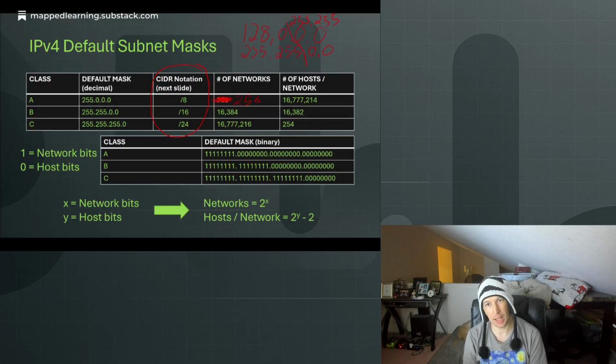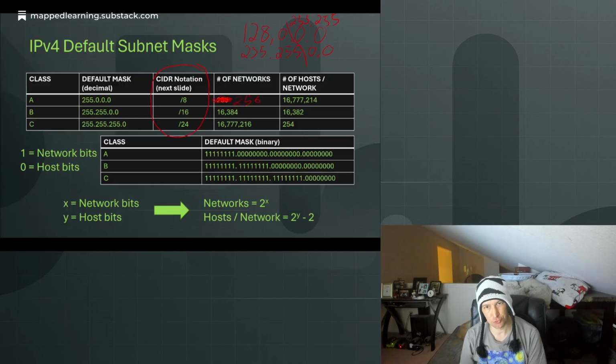So if we look at a Class A, 2 to the power of 24, because that's how many bits are in the host section of this default subnet mask, and subtract 2, we get 16,777,214 available hosts per network. Now, obviously, as I stated before, we don't use that many hosts per network, but this is just a theoretical exercise.